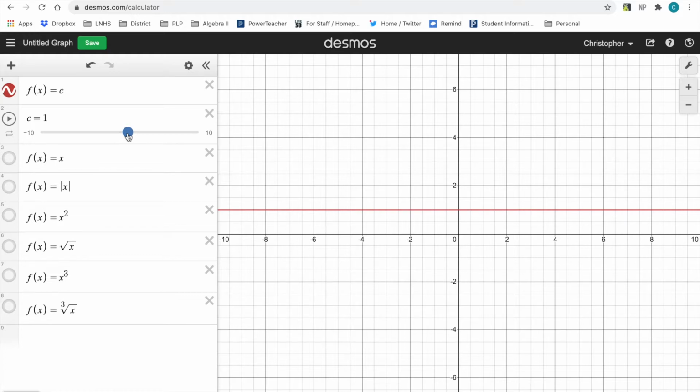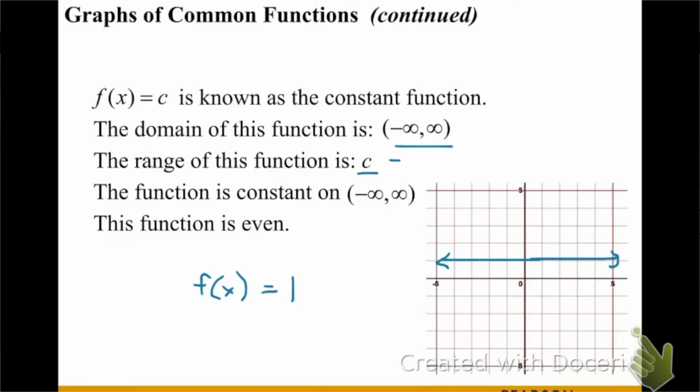You'll also notice for the intervals of increase, decrease, and constant, well, this graph is staying constant all the way from the left to the right. So in this case, we have no intervals of increase or decrease, and we're just remaining constant for all real numbers. The cool thing about the constant graph, though, is that it does have symmetry.